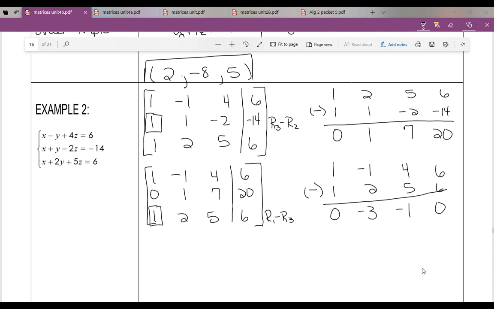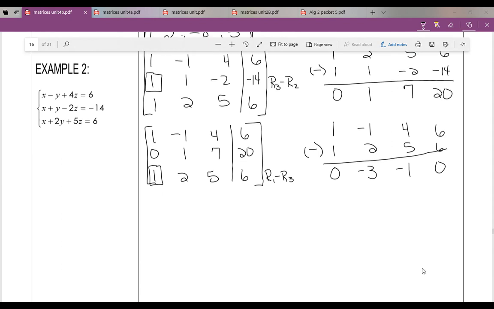Everybody okay so far? Now, this is not the only way that you can work this. You may see different combinations that you want to do. The main goal is to get these zeros in place and get those ones in place. So 1, negative 1, 4, 6. Top row is perfect. Middle row, we fixed it, so it's awesome.